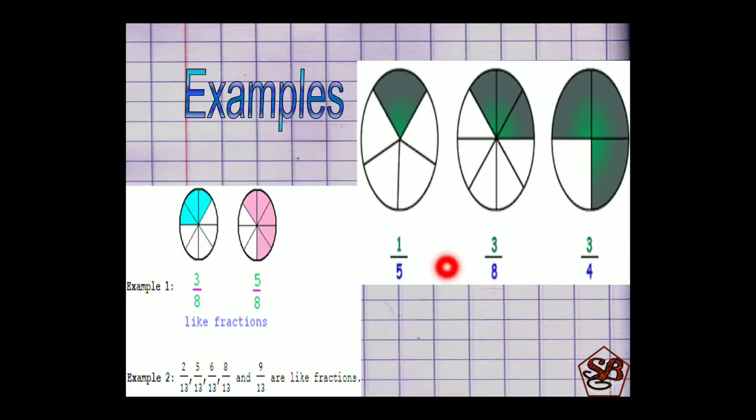Here are more examples of like and unlike fractions. 1 by 5, 3 by 8, 3 by 4. The denominators you can see are different, so all these are unlike fractions. Here 3 by 8, 5 by 8. In both the cases the denominator is 8, that is same, so these are like fractions.